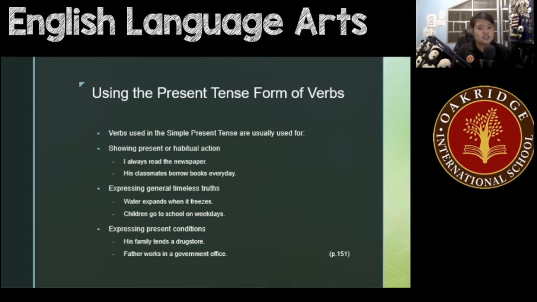Next, expressing general timeless truths. So example here, we have truths that are always true. Things that are always true. It's like, for example, water expands when it freezes. Children go to school on weekdays. So these are always true, okay?